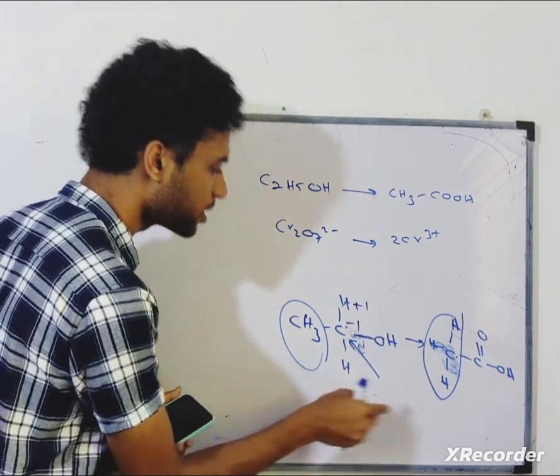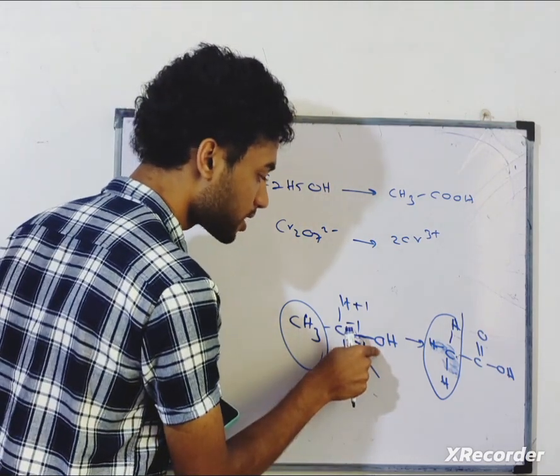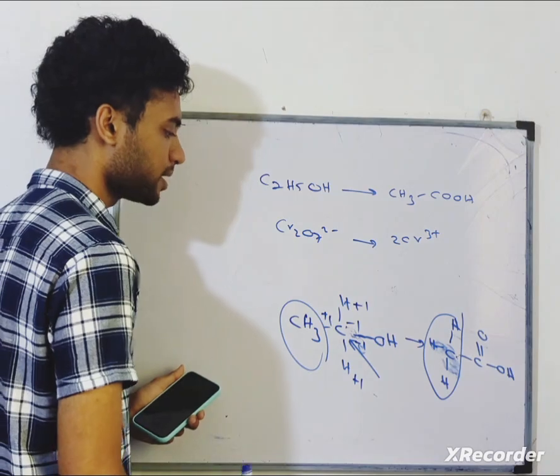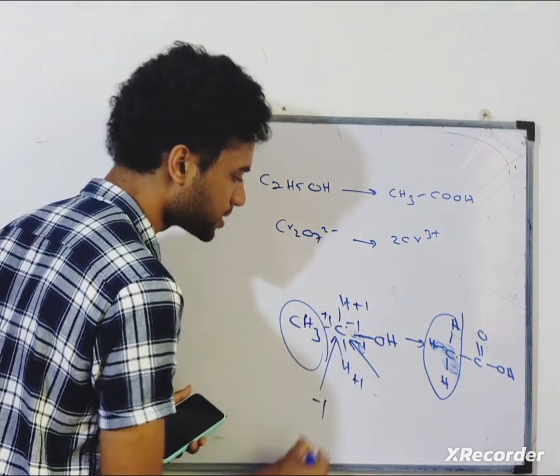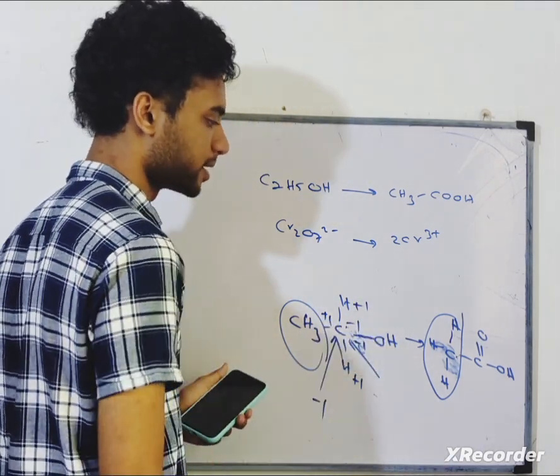Due to this hydrogen, it gets what? -1. This hydrogen gets +1. Due to this oxygen, carbon gets +1 because electronegativity of oxygen is greater than carbon. Then overall oxidation number of this carbon is going to be what? -1, right? Because +1 -1 cancels and then -1 is remaining.